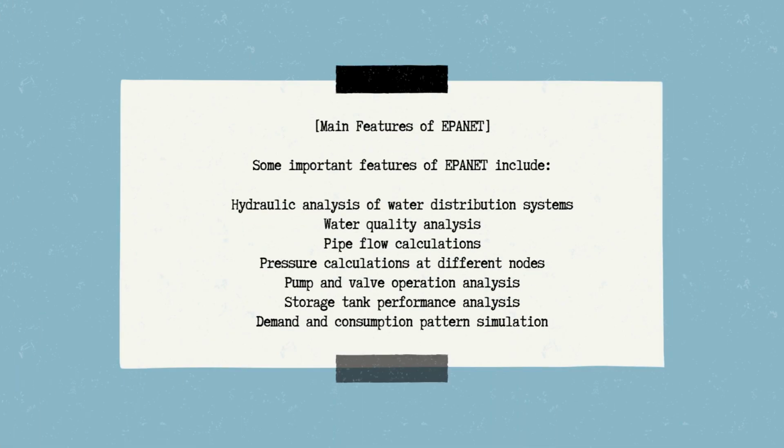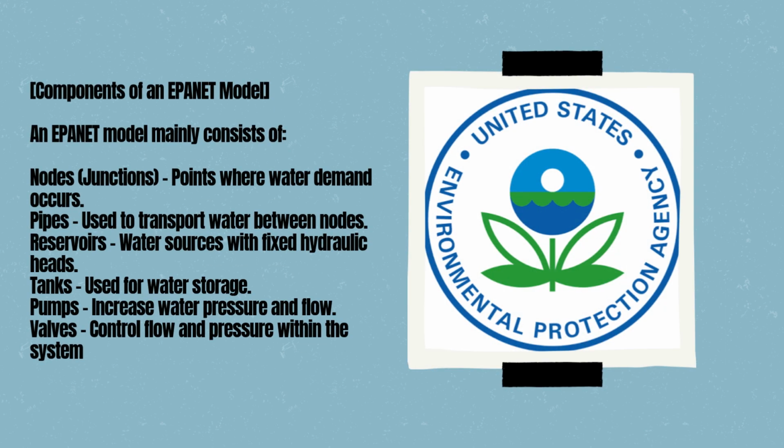Main features of EPANET. Some important features of EPANET include hydraulic analysis of water distribution systems, water quality analysis, pipe flow calculations, pressure calculations at different nodes, pump and valve operation analysis, storage tank performance analysis, demand and consumption pattern simulation.